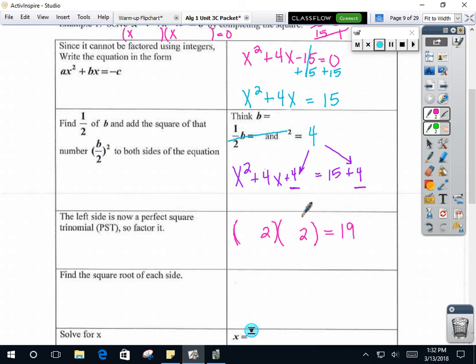2 times 2 is 4. 2 plus 2 is 4. Remember, they have to be identical. Basically, the easiest way to figure out the number that goes in both is to square root that number. The square root of 4 is 2, so it's 2 and 2. Okay, now, since they are identical, and they always will be, otherwise you're doing something wrong, you're going to write it as a binomial squared.